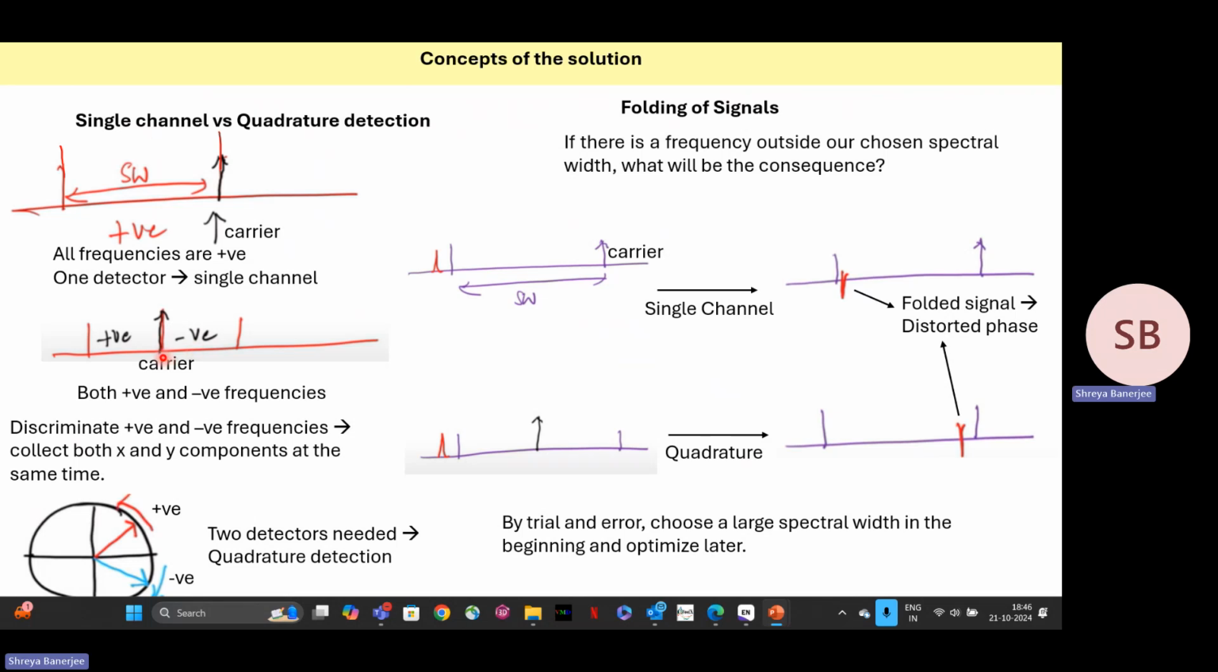If the carrier frequency is somewhere in the middle of your spectral range, then you will need two channels, one in the positive direction, one in the negative direction. This is called quadrature detection. Now suppose you have a spectral width shown by this arrow, and the carrier is at one end of the spectral width, that is single channel detection. But the signal that you have is outside your spectral width. In this case, an error will result, which is called a folded signal.